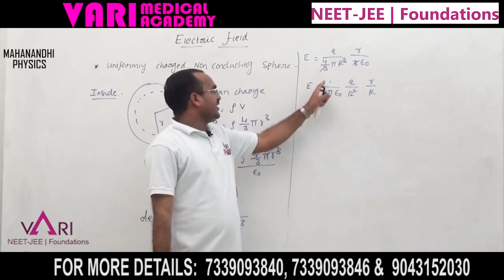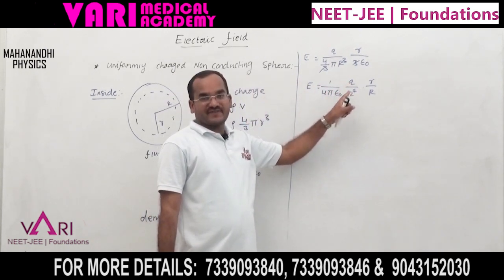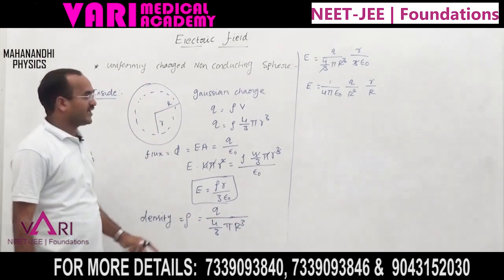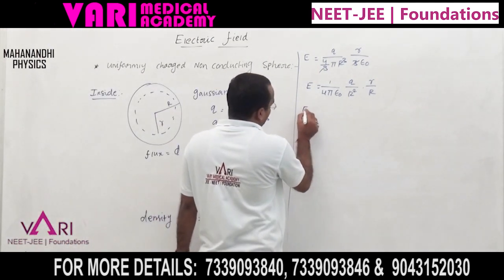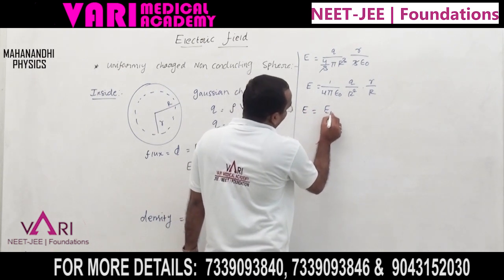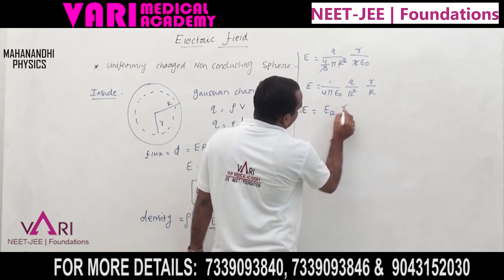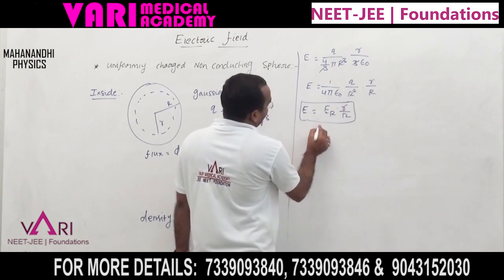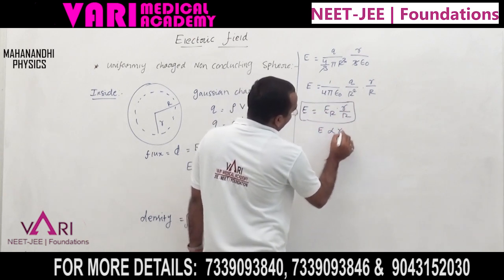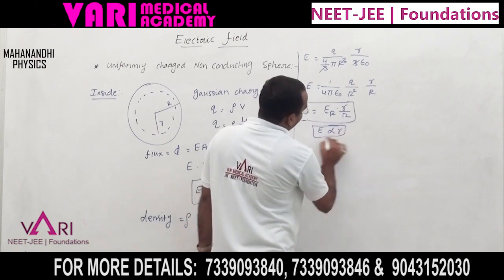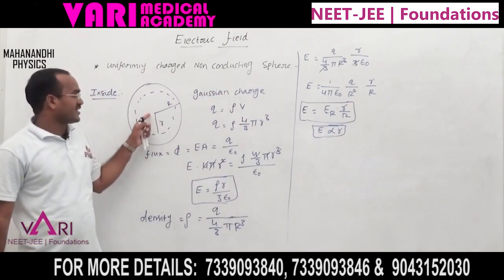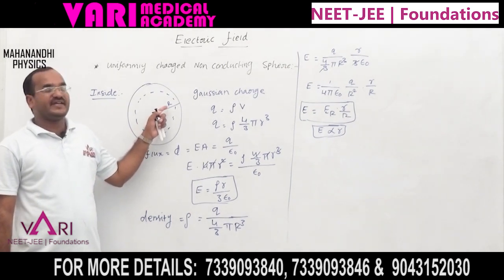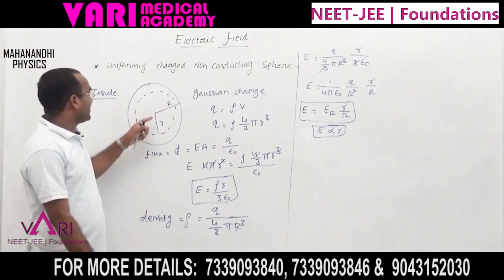This E equals 1 by 4 pi epsilon naught Q by R square is the electric field of the solid sphere on the surface. So E equals E at R into r by capital R. Finally, E is directly proportional to r. If the radius of the Gaussian surface is increased, the electric field also increases. This explains the inside.